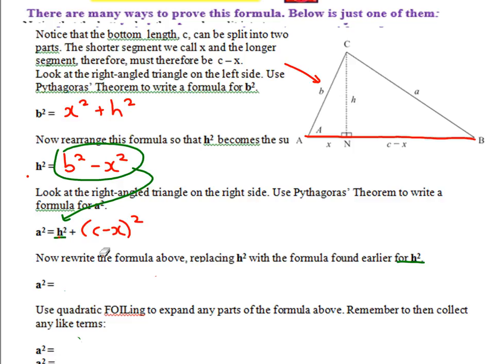Now rewrite the formula above, but replacing h squared. We're going to replace the h squared with the formula found previously for h squared. See, h squared equals this, so we can substitute this formula in here for h squared. We're going to rewrite this line now. a squared equals, instead of h squared, we write b squared minus x squared, which we got from here. So we replace that with that. And don't forget you've still got plus c minus x, squared, still there.